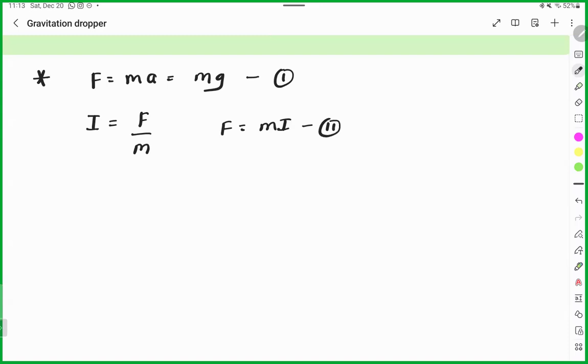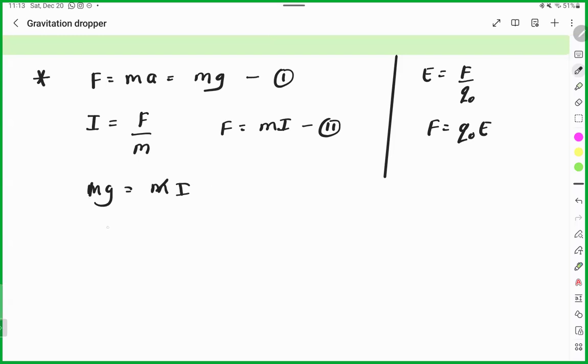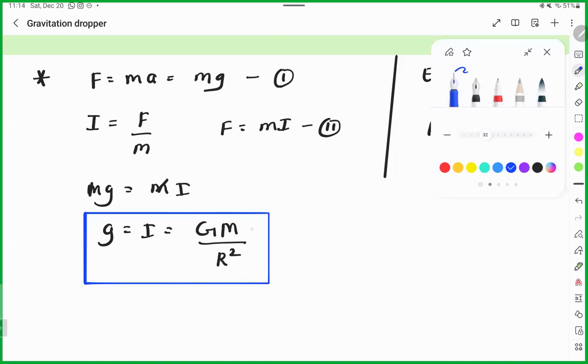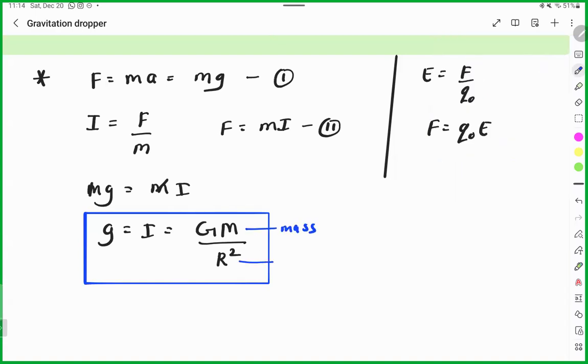It is the same as in the case of electric field. Electric field is the force exerted on the test charge, so force becomes Q into E. If both values are the same, from equations 1 and 2, you can say mg will be equal to mI, cancel, g is equal to I, and you know I value is equal to GM by r square. Remember, M is the mass of the planet and r is the radius of the system. So you will take M mass of the system or planet and r radius of the system or planet.